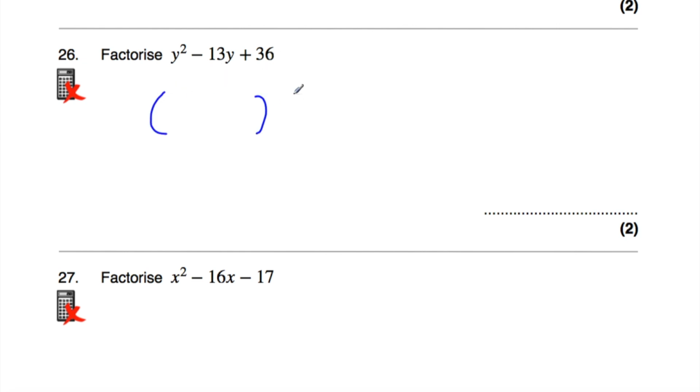So let's put our brackets down, and let's put y in the front of both brackets, and we want two numbers that will multiply together to be 36 and add together to be minus 13. Now, because they times together to be a positive, either they're both positive or both negative, but because they're adding together to be a negative, they both have to be negative. Now, they're timesing together to be 36, so let's try minus 6 and minus 6. Minus 6 times minus 6 is 36. And if we add them together, that's minus 12. That's not what we're looking for. We want minus 13.